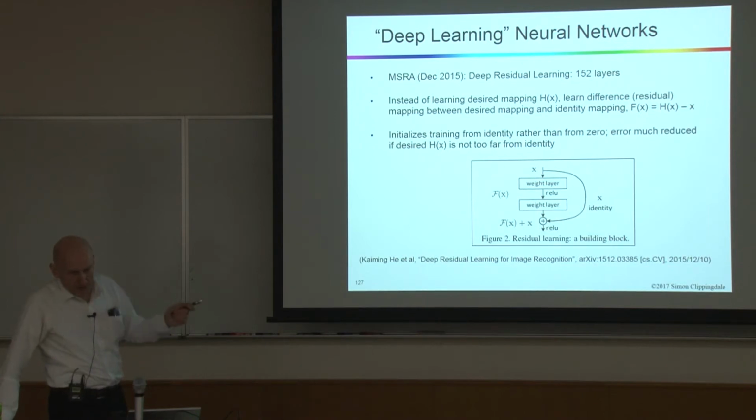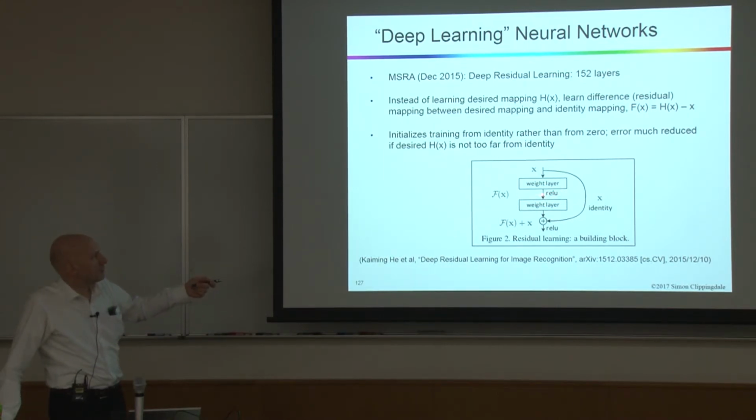Because the idea is that a lot of layers don't change the signal very much, and so you can approximate their function as an identity function. So rather than have to get there from zero, it's easier to assume the identity and then just learn the difference between the identity and your desired mapping. Microsoft Research people did that and got very good results, as we'll see in a moment.